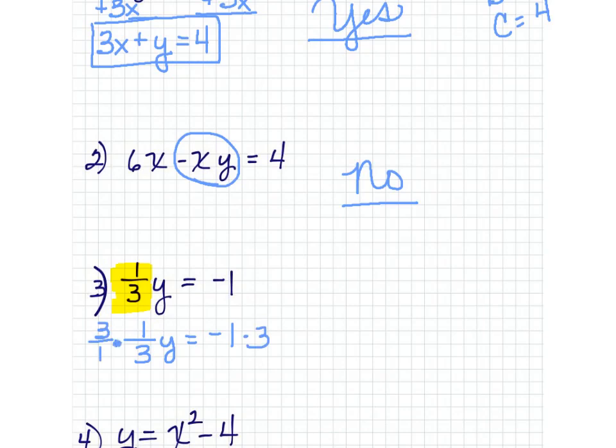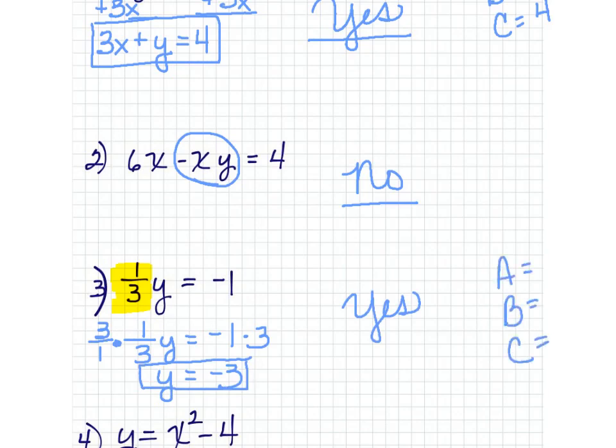3/1 times 1/3 y is 1y, or plain old y. And then -1 times +3 is -3. And so that is a linear equation, and it's in standard form. Let's define a, b, and c, just to make sure. A we know is 0, because there's no x term. That means that the numerical coefficient for x was 0, a was 0. B is 1, and c is -3. So this is a linear equation.